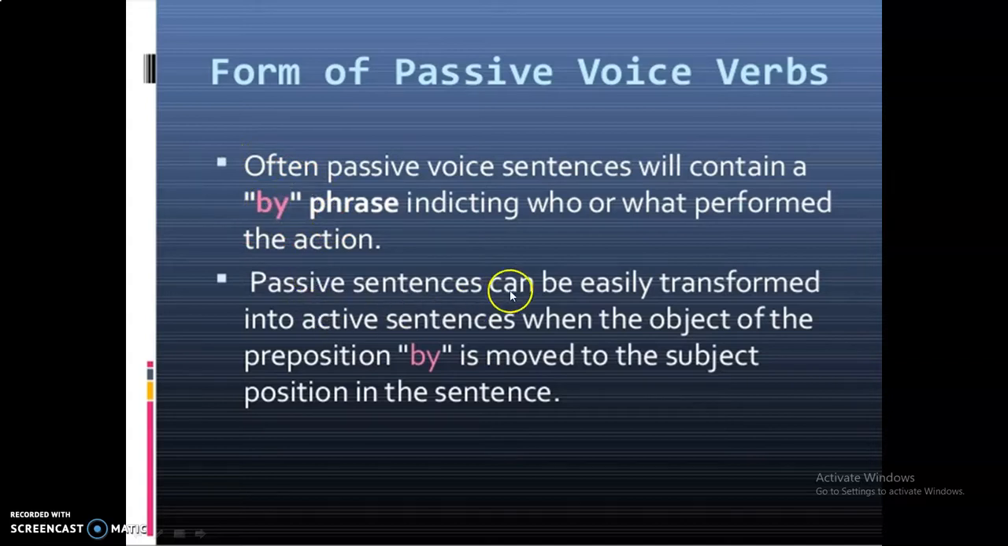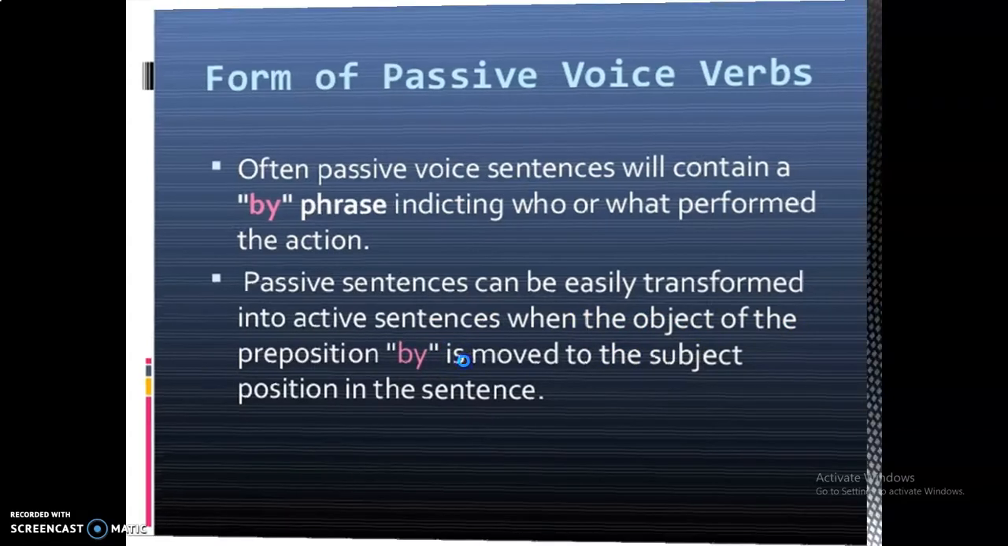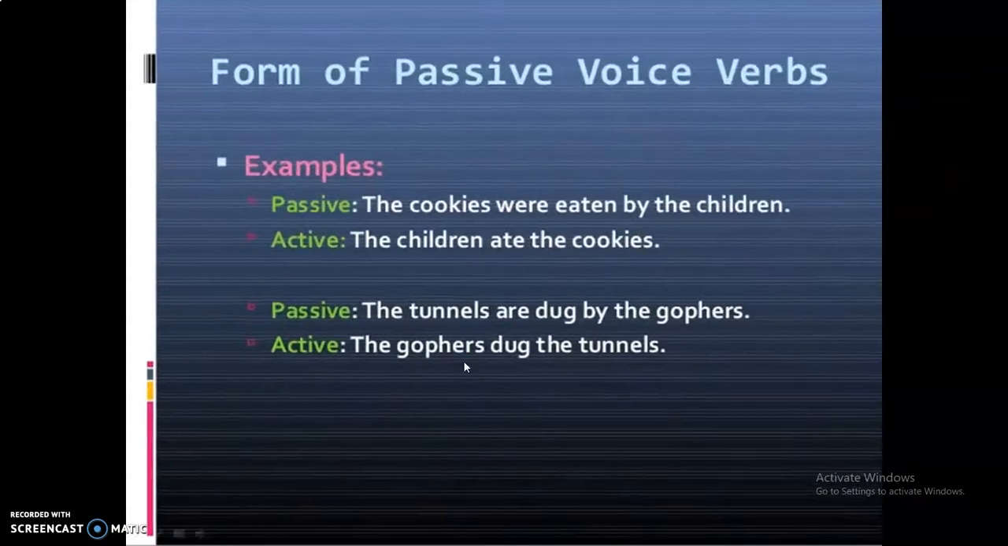Passive sentences can be easily transformed into active sentences. How to find out easily? Use by. The object of the preposition by is moved to the subject position in the sentence. Examples. Passive: the cookies were eaten by the children. Convert to active: the children ate the cookies. Passive: the tunnels are dug by the gophers. Active: the gophers dug the tunnels.